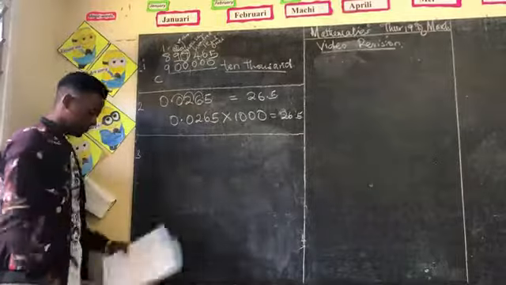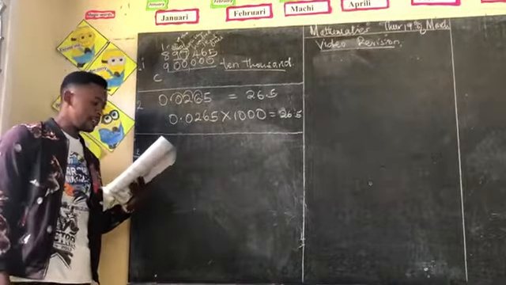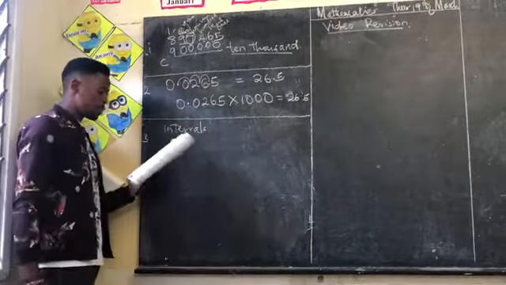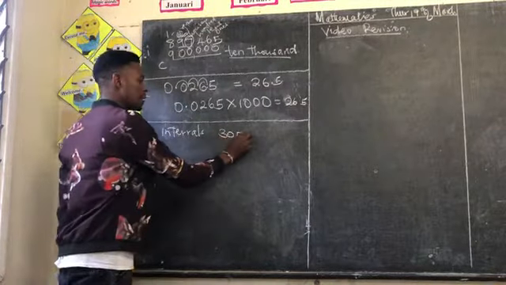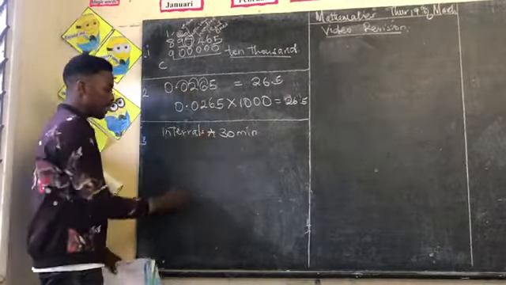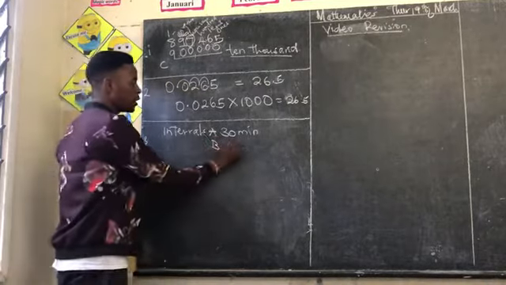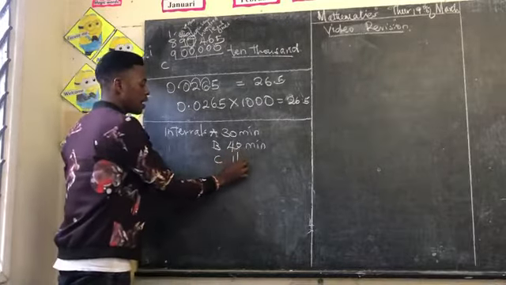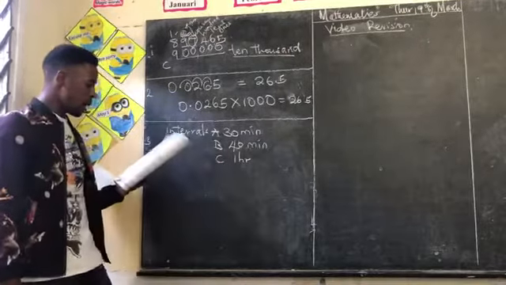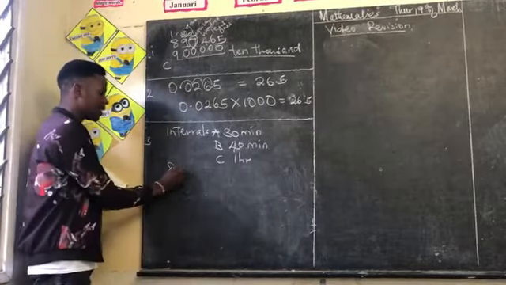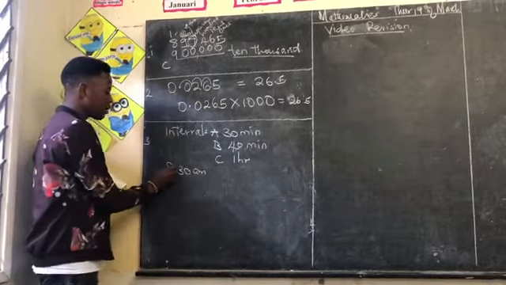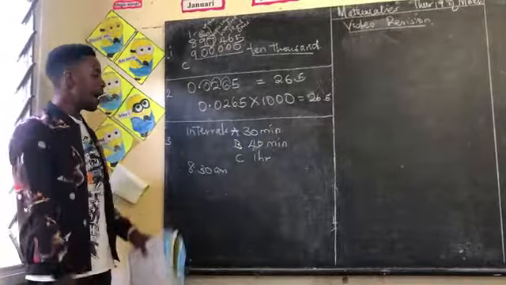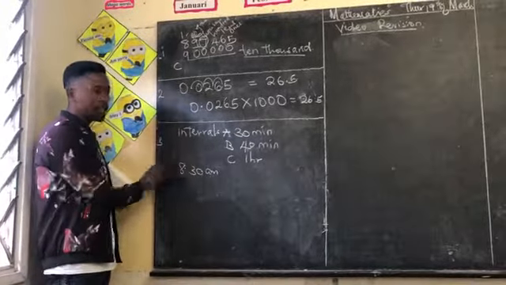Then to number 3. Number 3, 3 bells ring at an interval of 30 minutes. So the intervals at which these bells ring is 30 minutes. So let's give that bell A. Bell B will ring after 40 minutes. And bell C rings after 1 hour. So you're asked if they rang together at 8:30. So the previous time they rang together was at 8:30. So the question is, when will they ring together again? At what time will they ring together again?